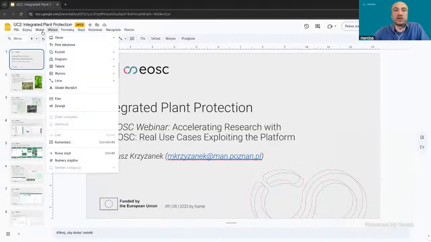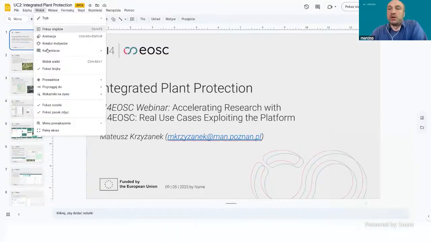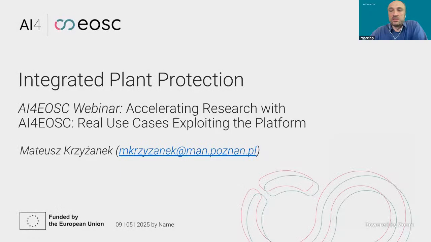The next presentation will be given by Mateusz Krzyżanek on integrated plant protection. Mateusz Krzyżanek is a software developer at Poznań Supercomputing and Networking Center, and he coordinates the work of selected teams for different international projects. He's involved in AI4EOSC and also Scale AG data. He's focusing on applications that integrate data from agrometeorological stations, satellite imagery, pest monitoring and AI solutions. Mateusz, the floor is yours.